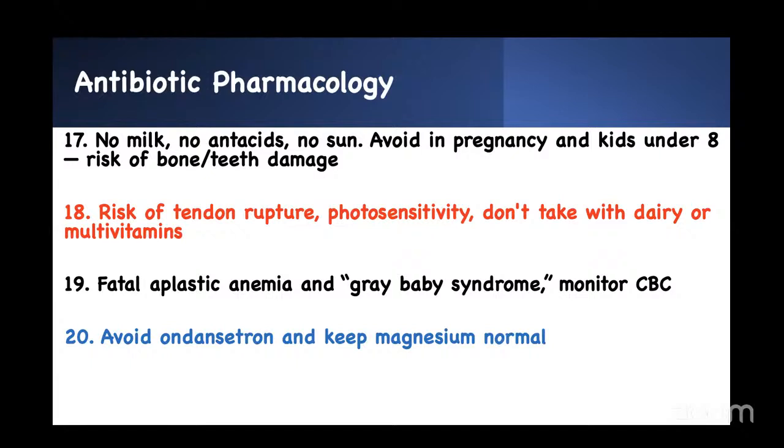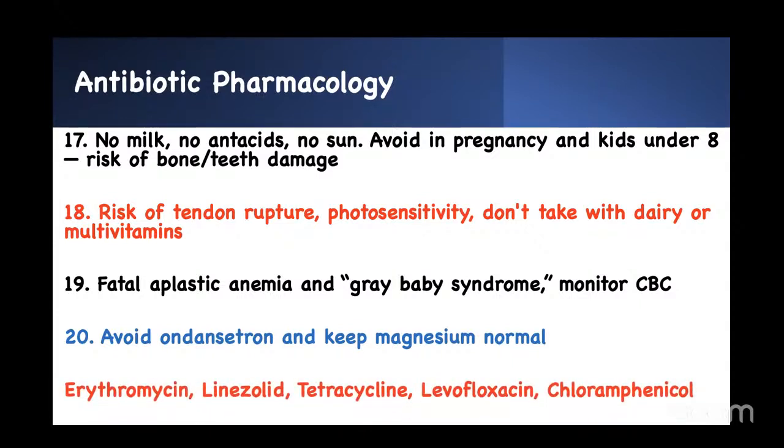Well, these medications, we don't use them anymore these days, but you've got to know it can cause aplastic anemia and gray baby syndrome. And this one, you should avoid ondansetron and then magnesium, right? Keep your magnesium normal. Something should tell you, ondansetron, and I should keep my magnesium normal. Do you see the connection? Ondansetron will cause QT prolongation. That's why you've got to keep your magnesium normal.